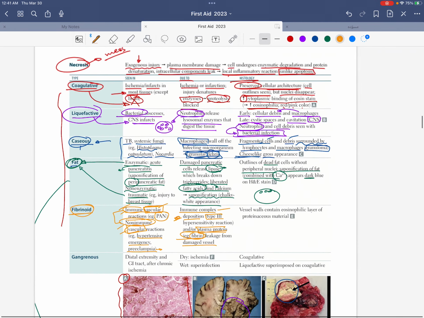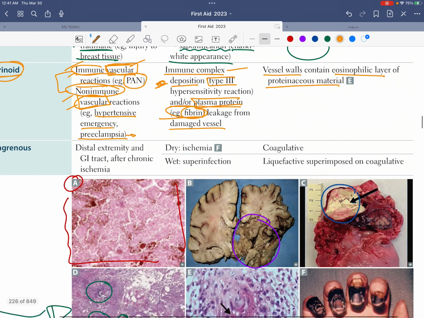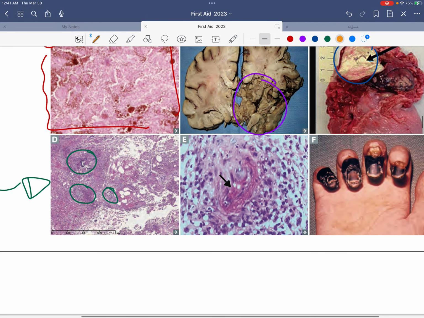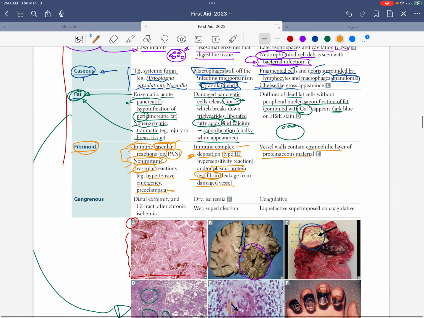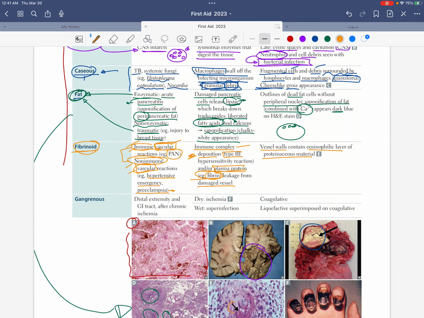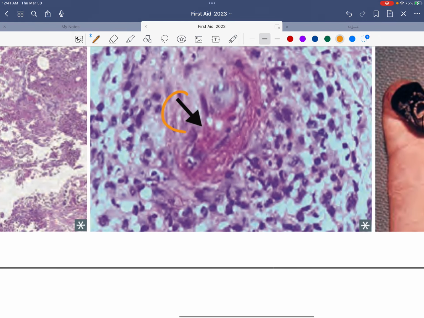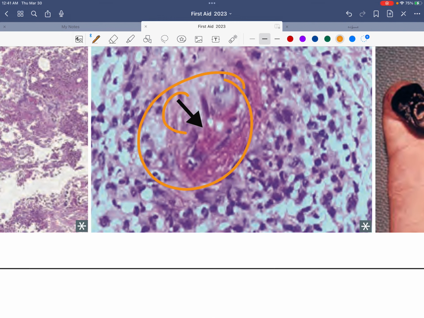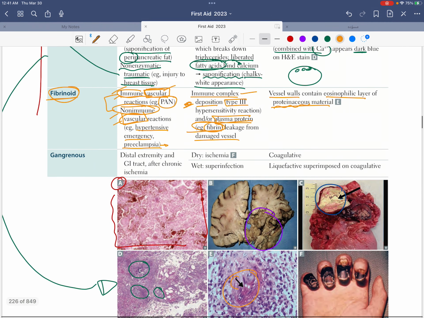Okay. In histology, vessel walls contain an eosinophilic layer of proteinaceous material. So let's take this. This is a vessel wall, where the black arrow is. It contains an eosinophilic layer of proteinaceous material. So it has a lot of proteins. And there you go. It's eosinophilic, just as it seems, and it's proteinaceous. So that was the fibrinoid necrosis.